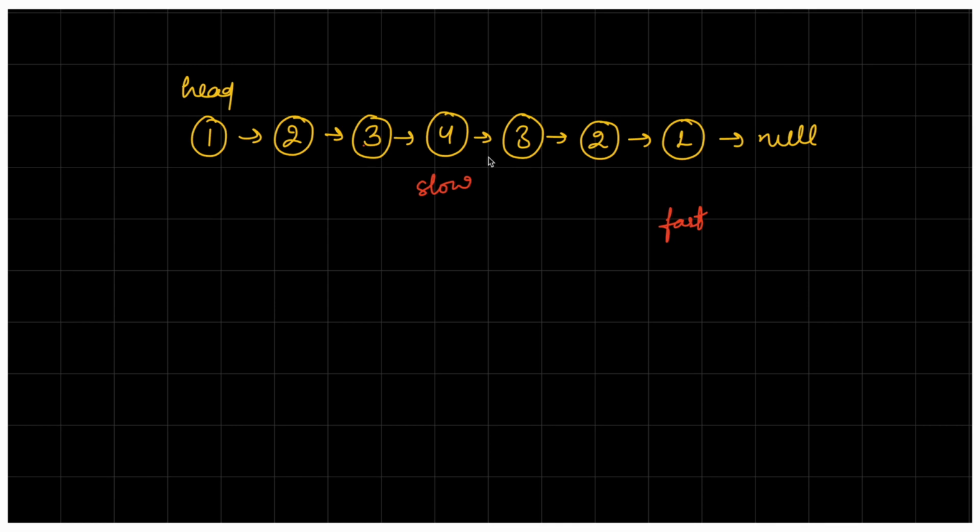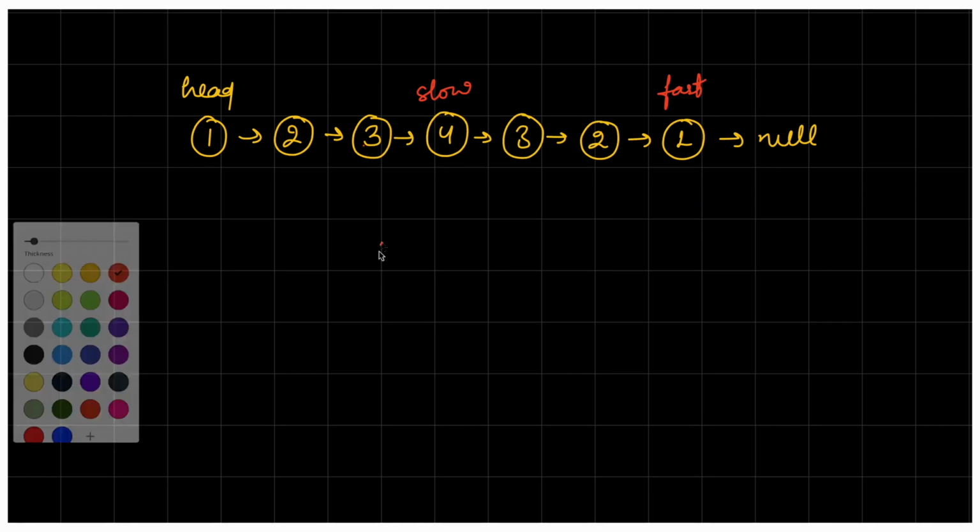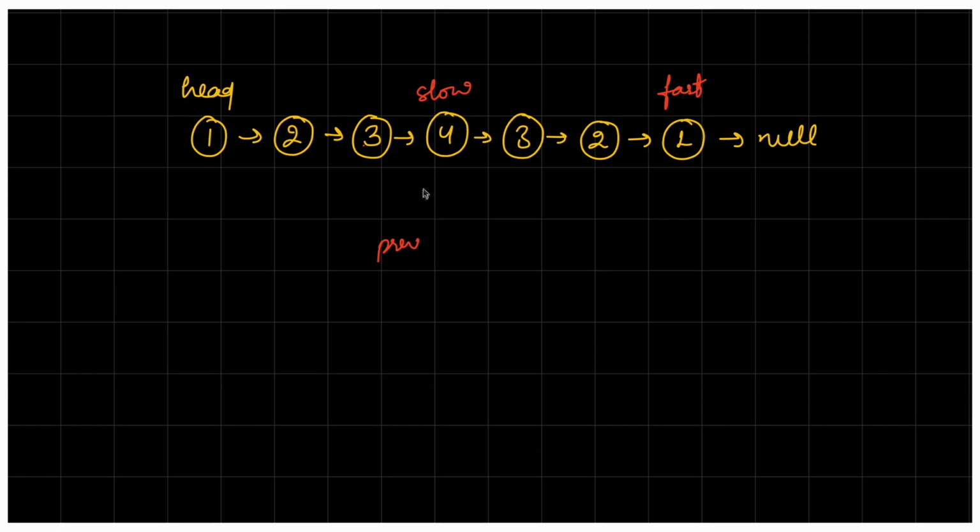At this point, this is your slow and this is your fast. Let me point it over here, and now we need to reverse this particular linked list 4, 3, 2, 1. We took 3 pointers: previous, current and next. Initially, next will point to the next of current, and current will start pointing to the previous, which is null.